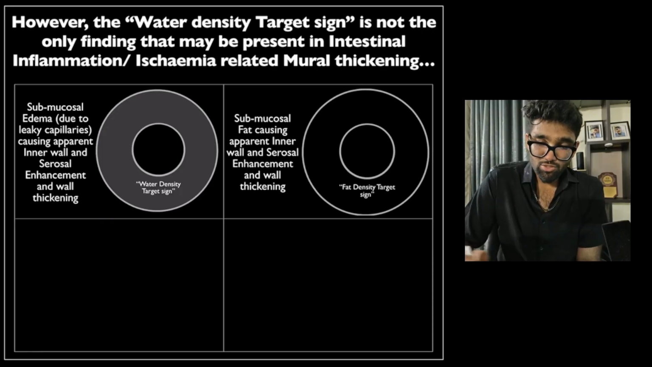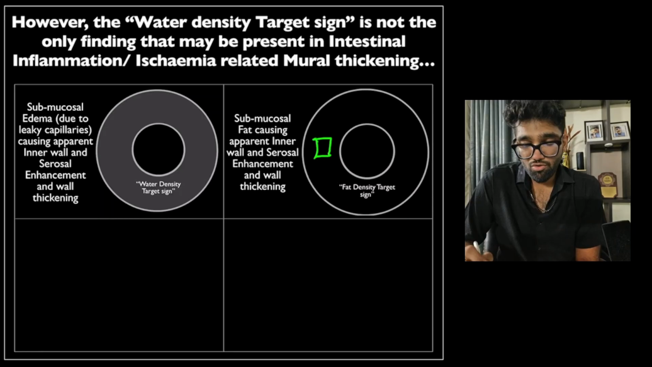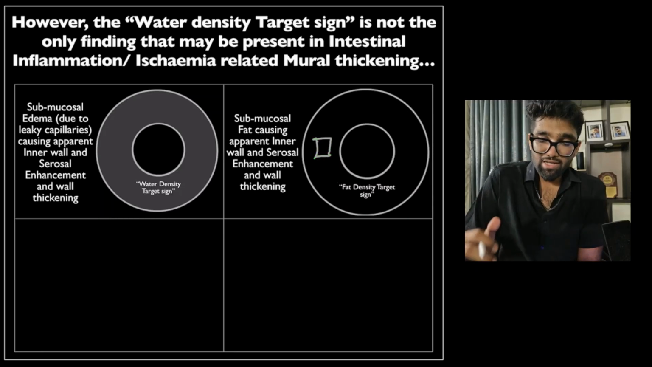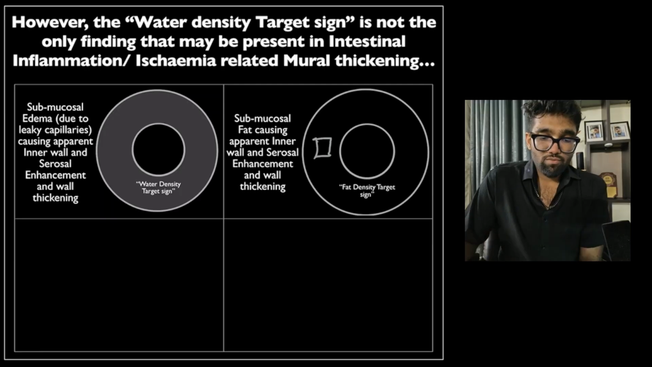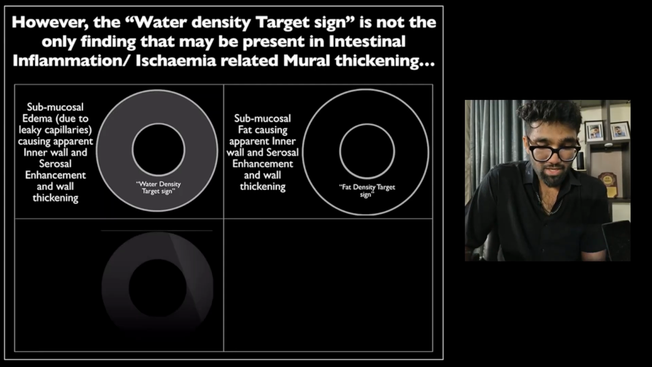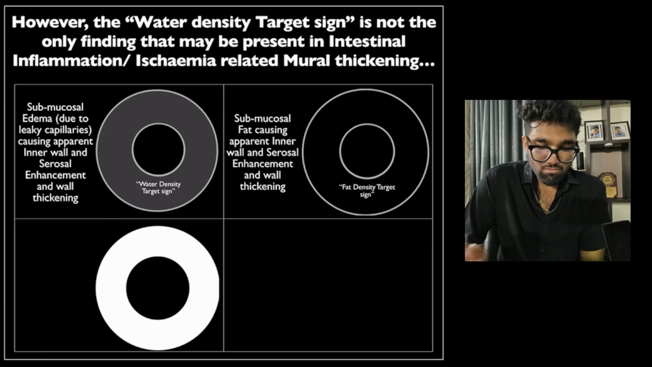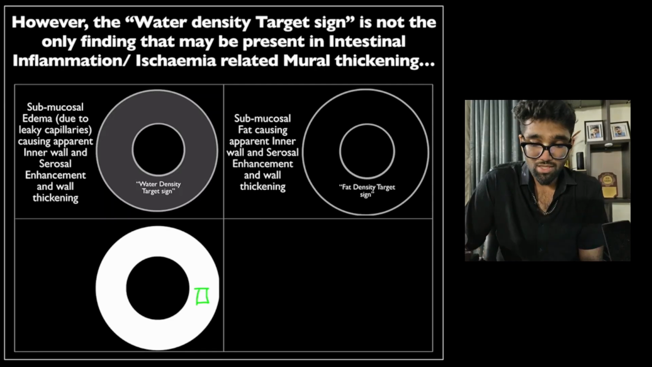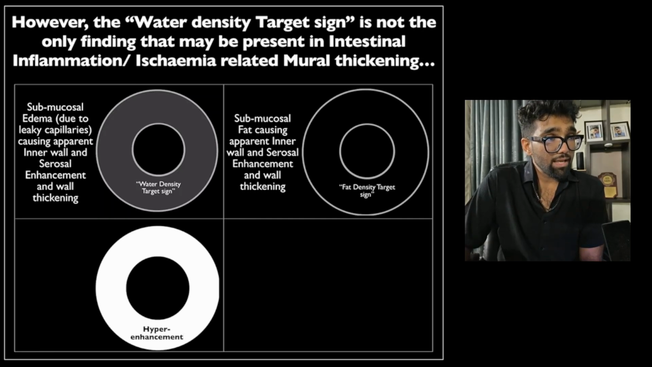Here, when you put a region of interest into the wall of the apparently stratified thickened bowel, what you find is that the attenuation is actually that of fat. So this is actually the infiltration of the submucosa with fat, and not water. Okay, so this is called the fat density target sign. Then we have a diffusely hyperenhancing bowel wall. So now the normal jejunum looks like this under normal circumstances. Typically we see this only in the ileum, or we are able to describe this only in the ileum or the duodenum or the colon. Okay, so this is bowel hyperenhancement.